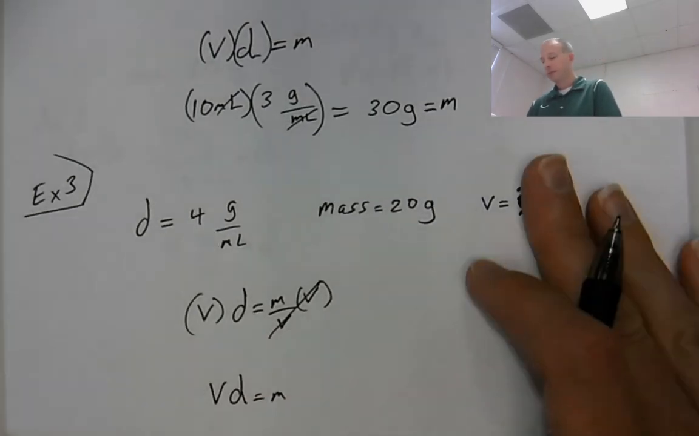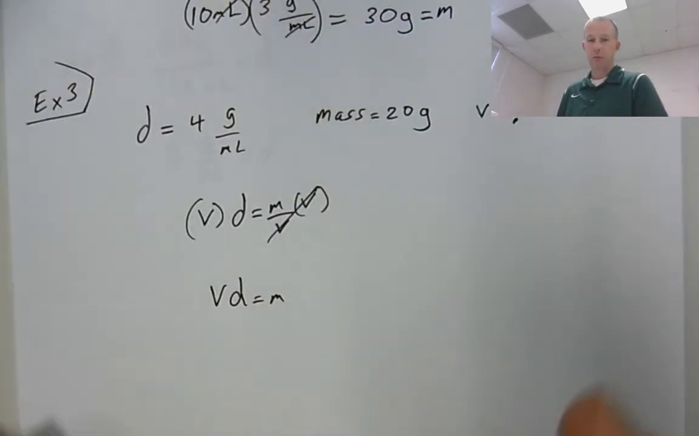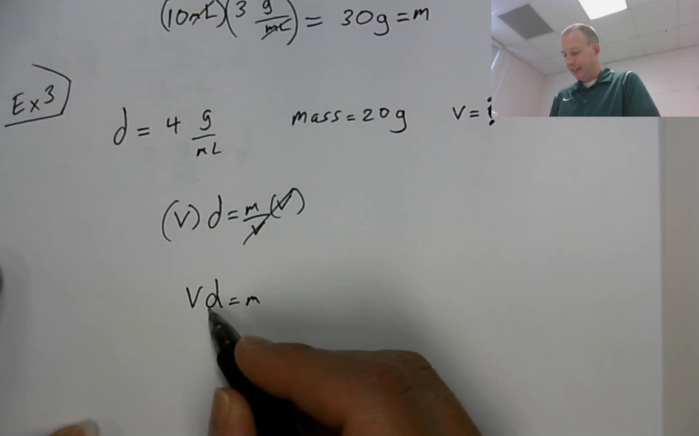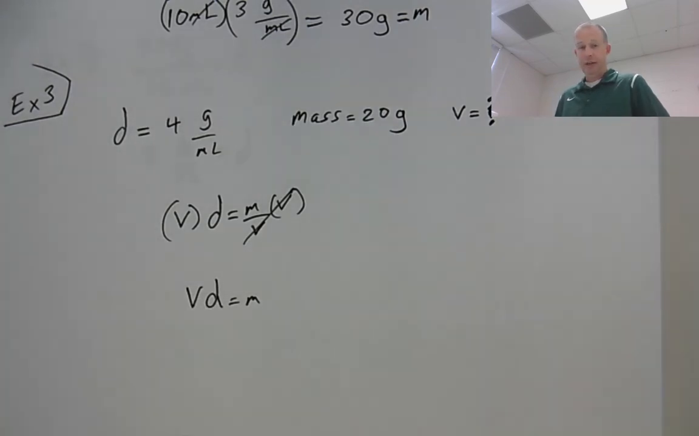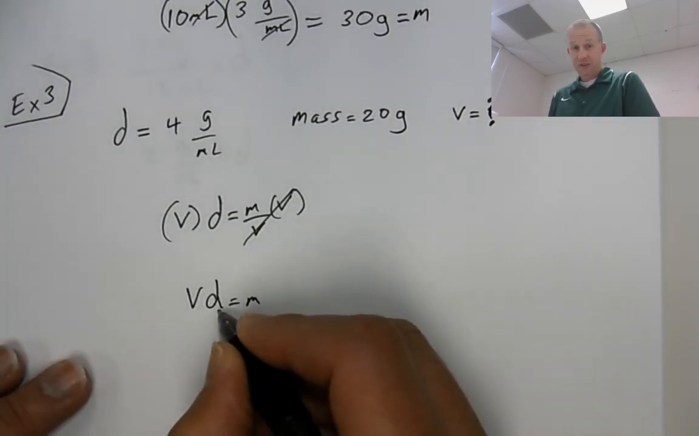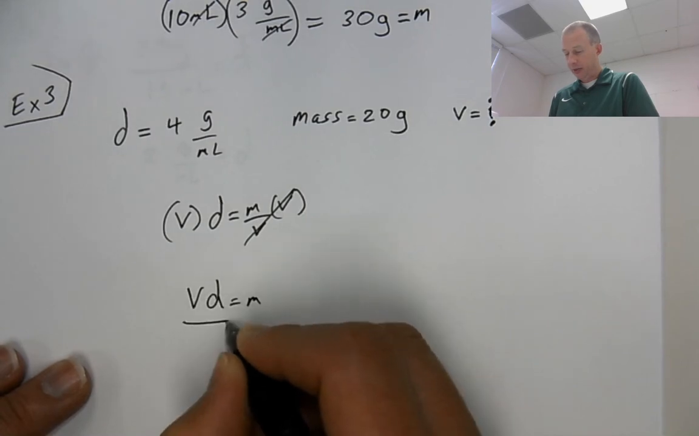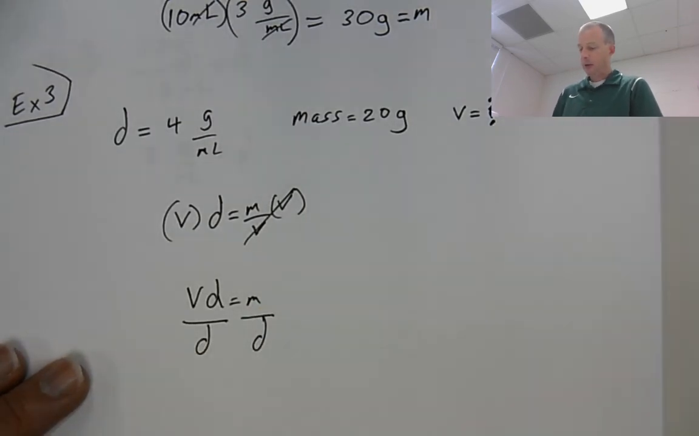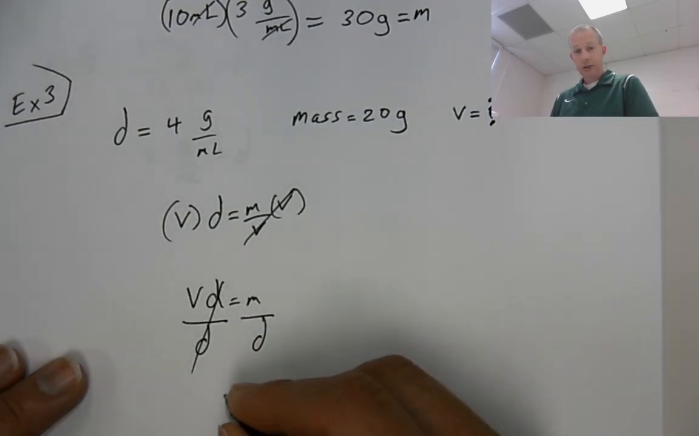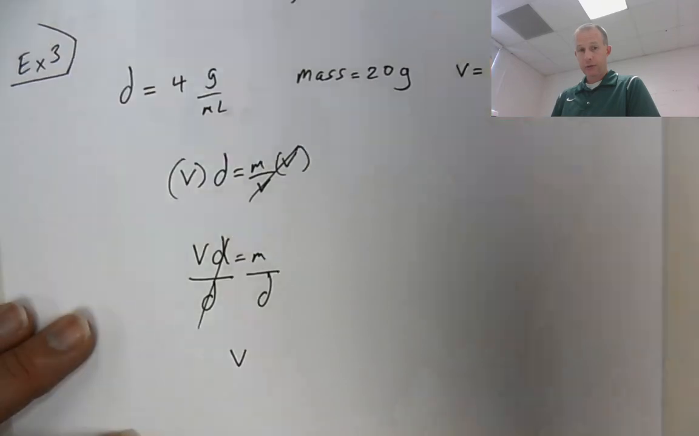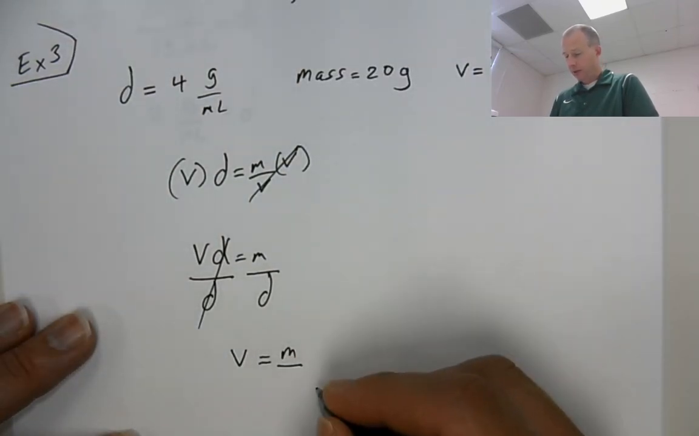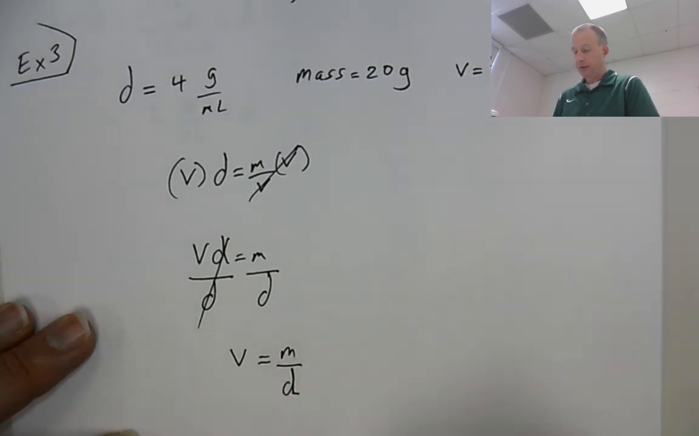Okay, cool. But now there's one more step you've got to do. You now have to get volume by itself. So how do you do that? You want to move D to the other side, so you're going to divide both sides by D. It goes away, and your formula now is V is equal to mass over density.